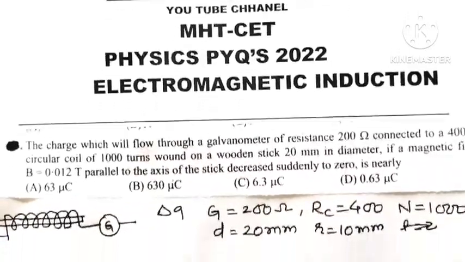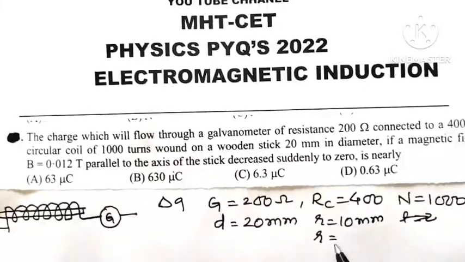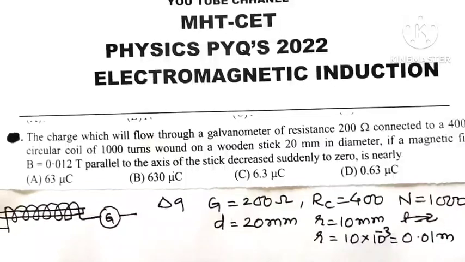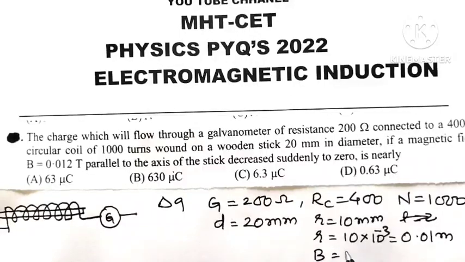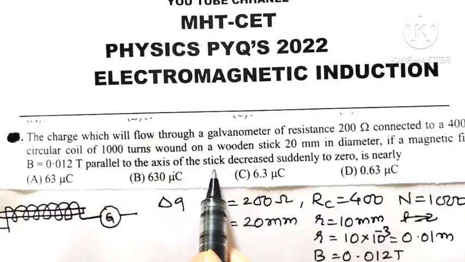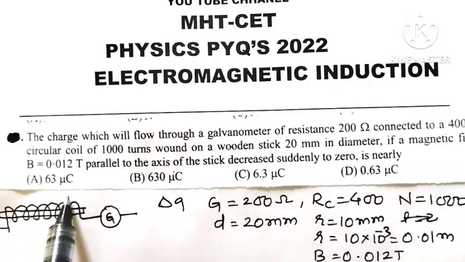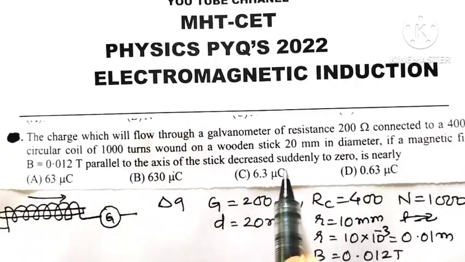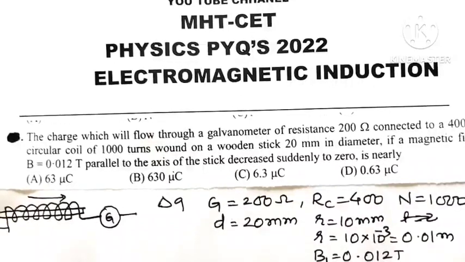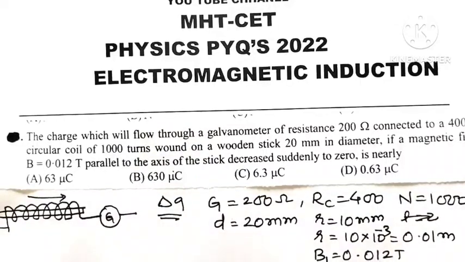Radius R is equal to 10 into 10 raised to minus 3 meter, or it is 0.01 meter. Now, the magnetic field B is equal to 0.012 Tesla parallel to the axis of the stick, and it suddenly decreases to 0, which means B1 is 0.012 and B2 is equal to 0. We have to find out what is the amount of charge in a coil.